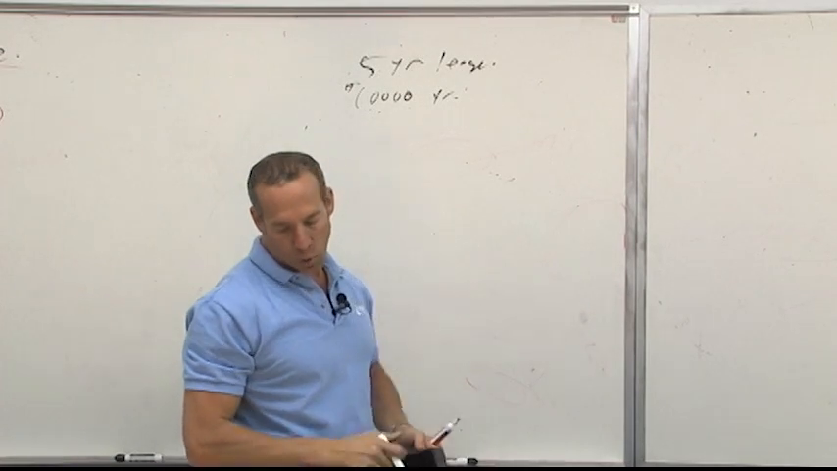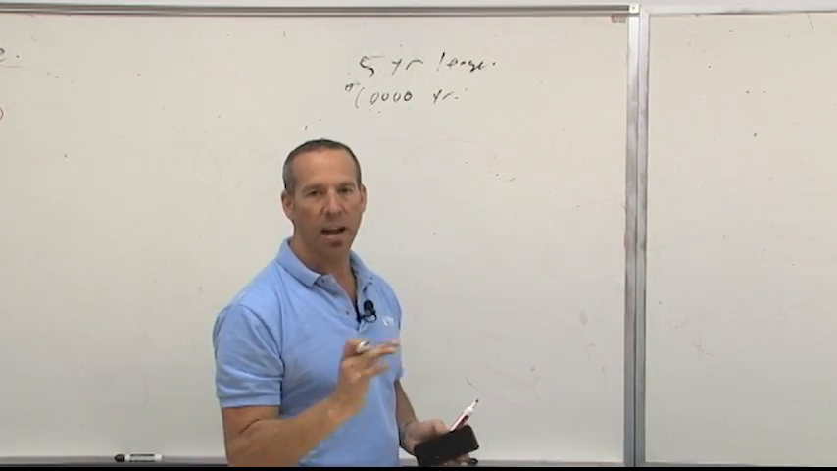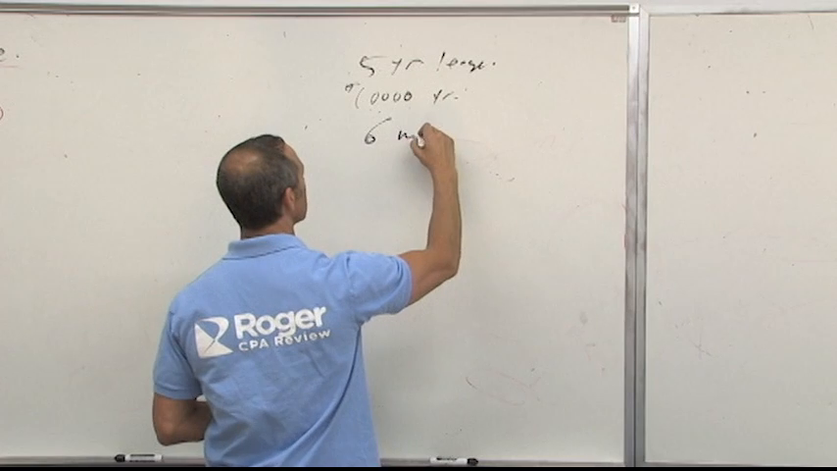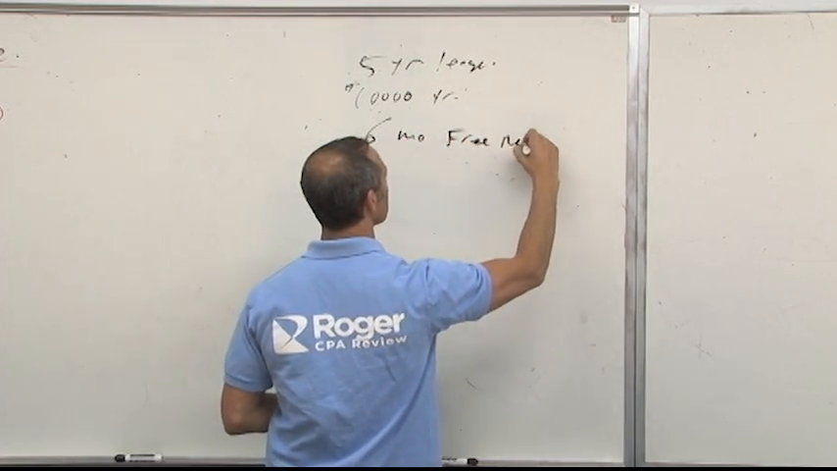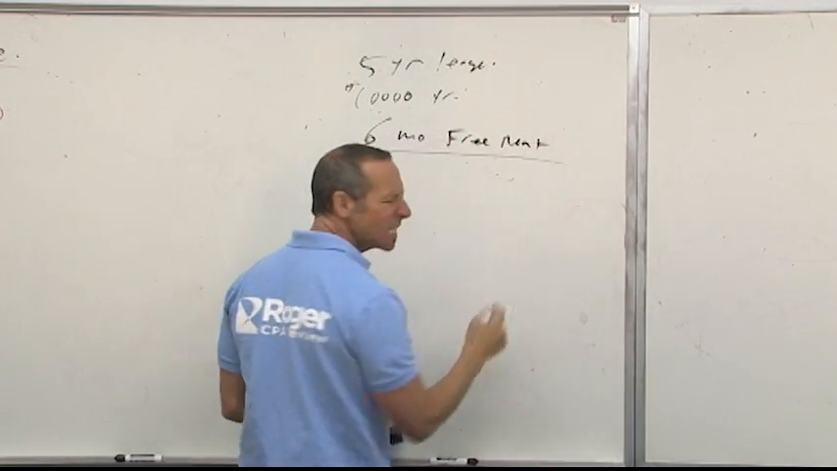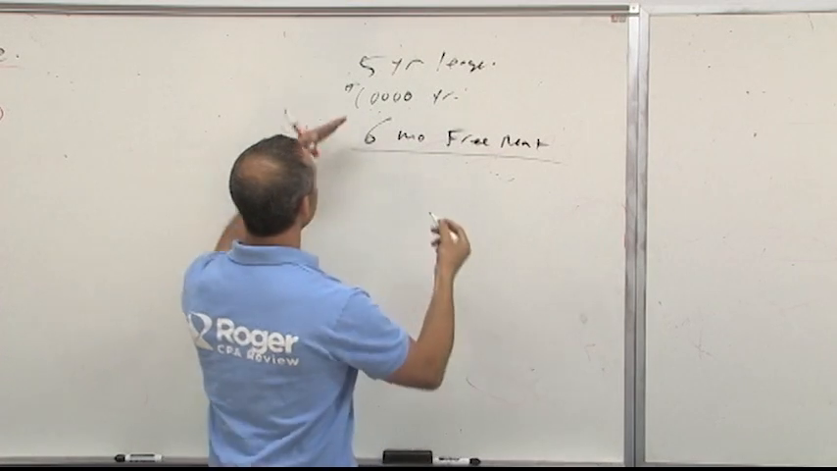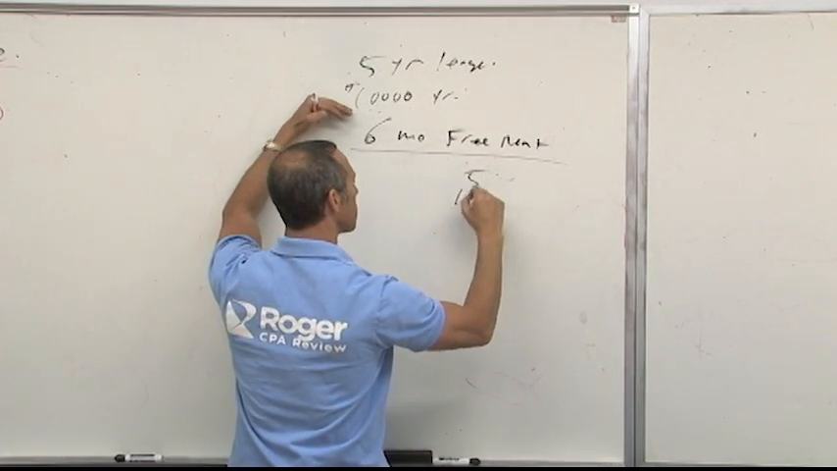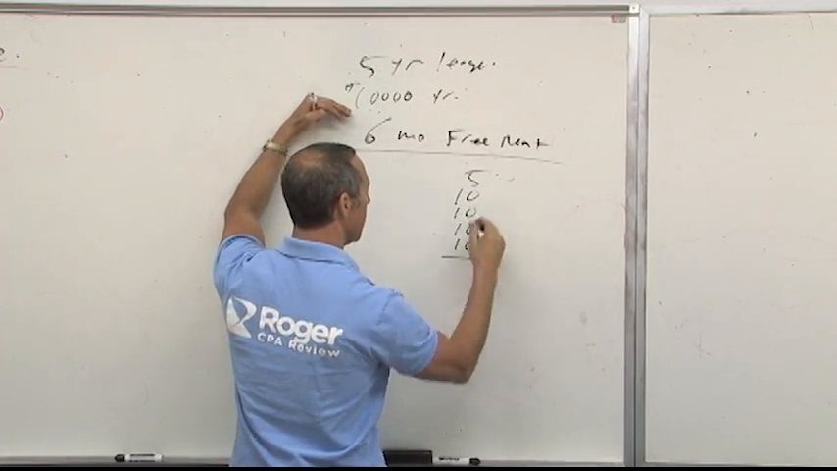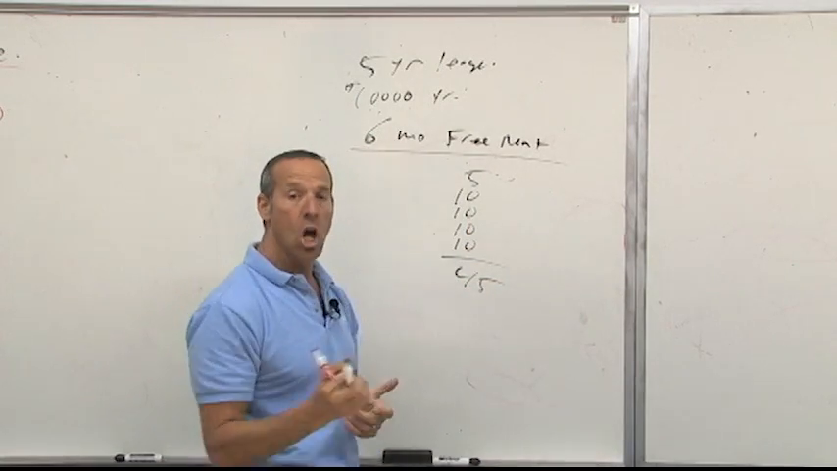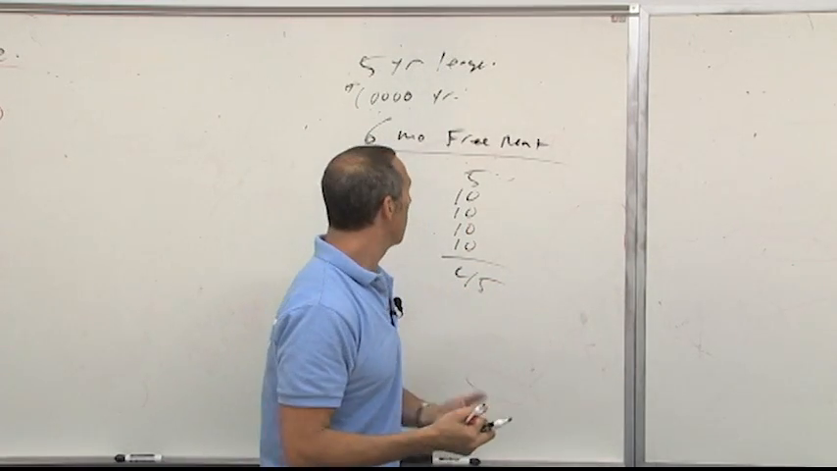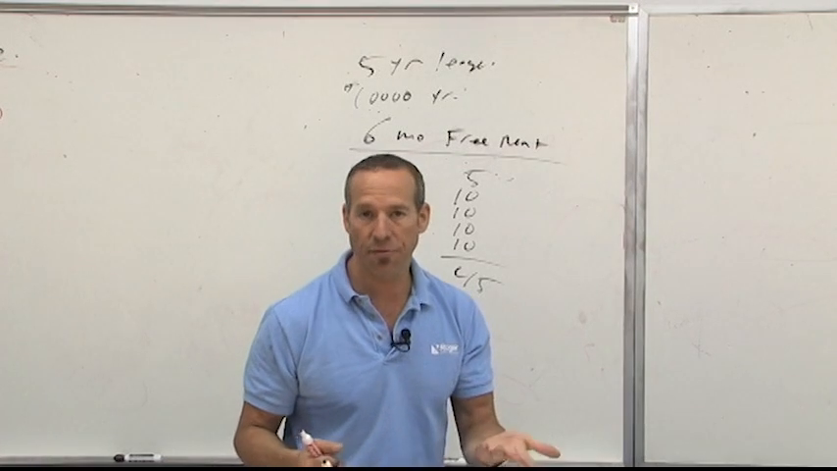But what they say to us is, look, if you move in and sign a 5-year lease, I'll give you 6 months free rent. Okay, then what is this really costing us? In the first year, $5,000, then 10, then 10, then 10, then 10. It's costing us $45,000. So our cash payments are going to be 10, 10, 10, 10, 5.